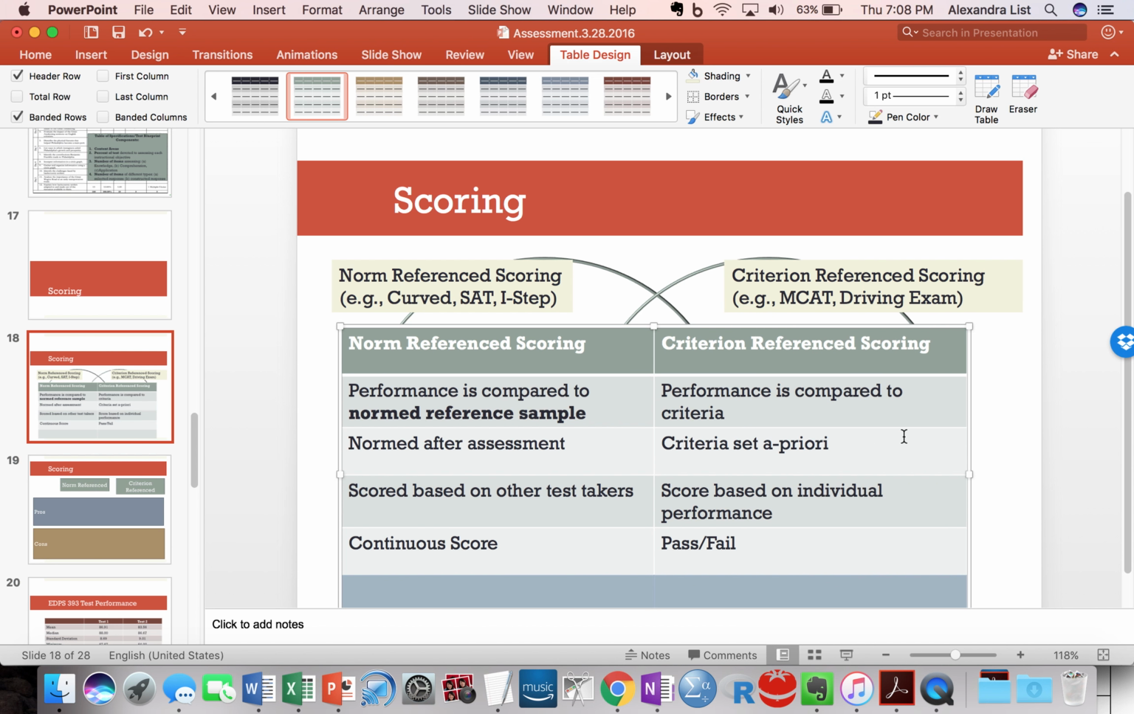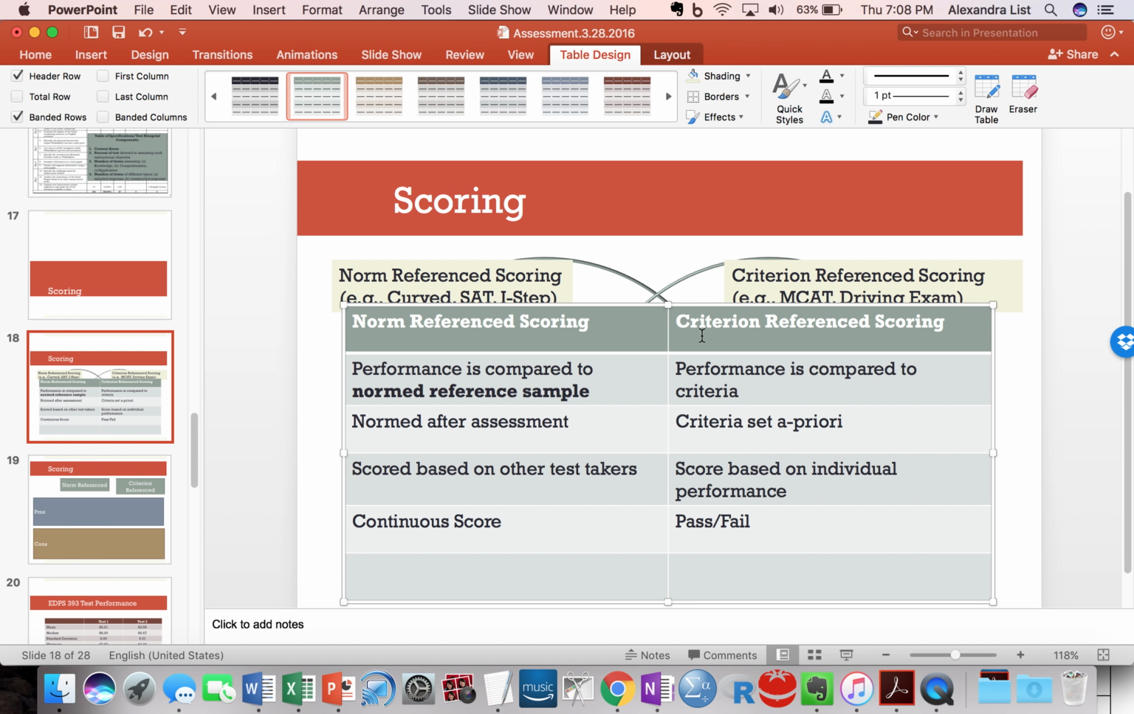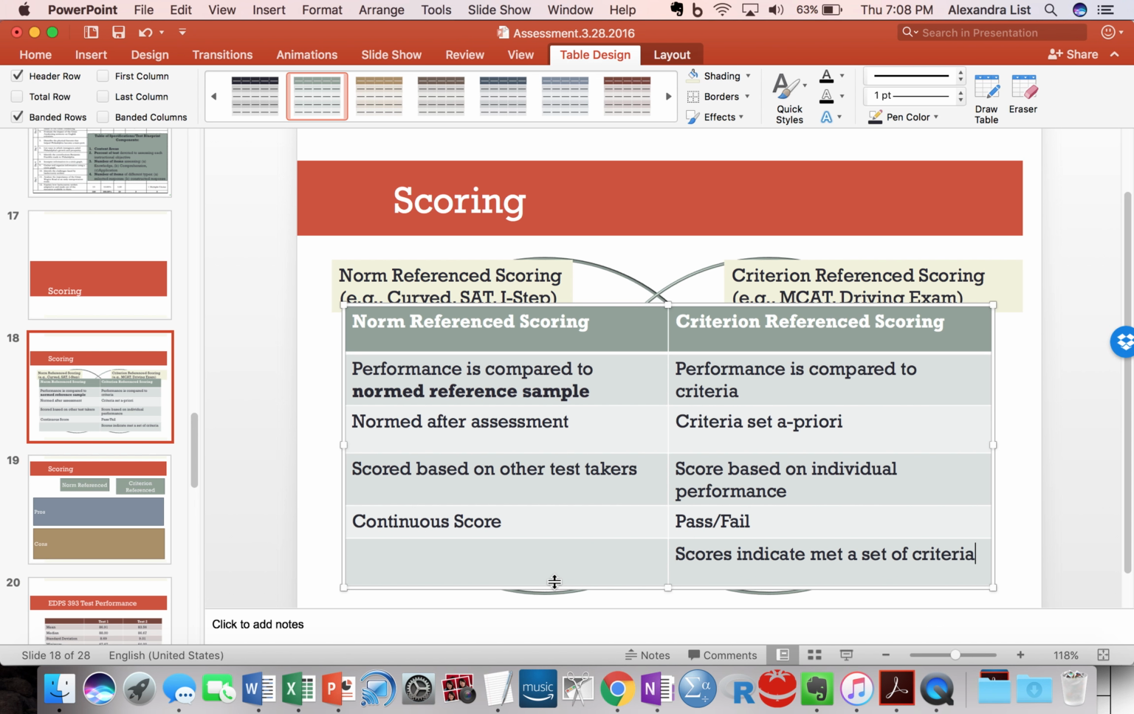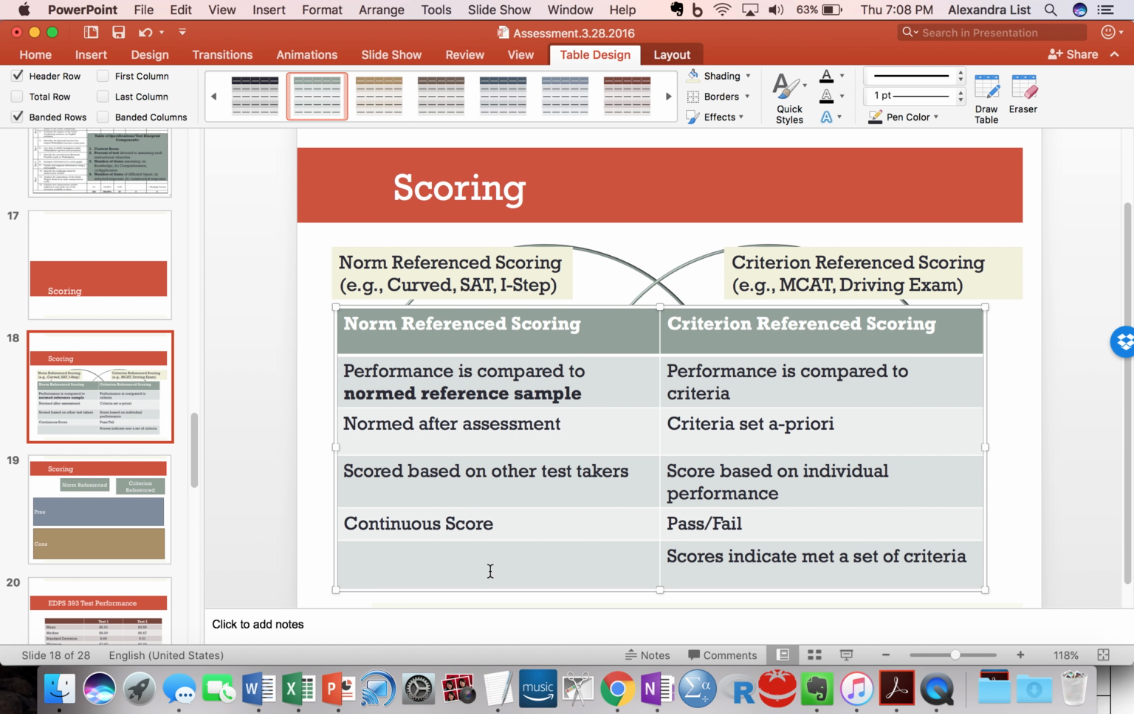So when we're talking about a criterion reference scoring system, scores indicate that you met a set of criteria. So let me put that in. Scores indicate. And that's definitely not the case for norm reference scoring. Because with the norm reference scoring, what that means is that scores are relative. So let me put that in. Scores are relative, which means that you can get a high score and it may not mean high performance.